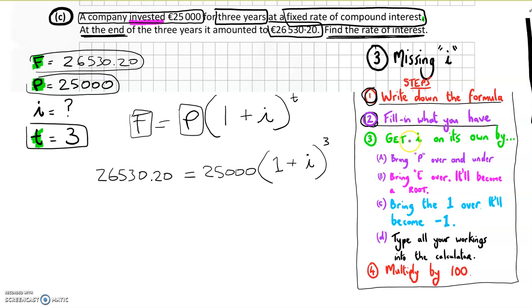Now, I need to get I on its own. This is what I've been asked to find in the question. Find the rate of interest. So essentially now this is an algebra question where you have to get the letter on its own. We're missing I, so we've got to find it by gradually bringing over everything onto the left-hand side so that I will be left there on its own.